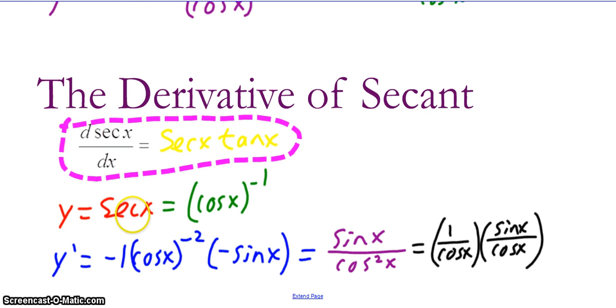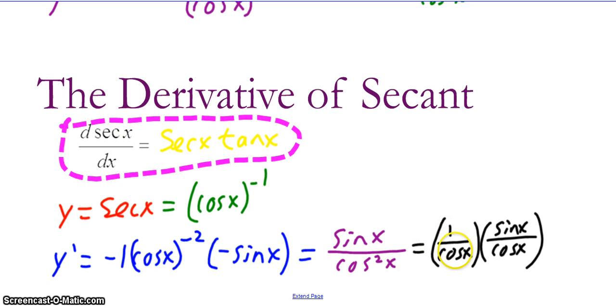Well, y equals the secant of x, which is the same thing as cosine of x quantity to the negative first, because it's 1 over cosine of x. Remember, this is not the arc cosine. This is different. So now I can use my general power rule and my chain rule to take the derivative. So y prime is going to be negative 1 times cosine of x to the negative 2 times the derivative of the inside, which is negative sine of x. So the negatives cancel and it becomes positive sine of x over cosine squared of x.